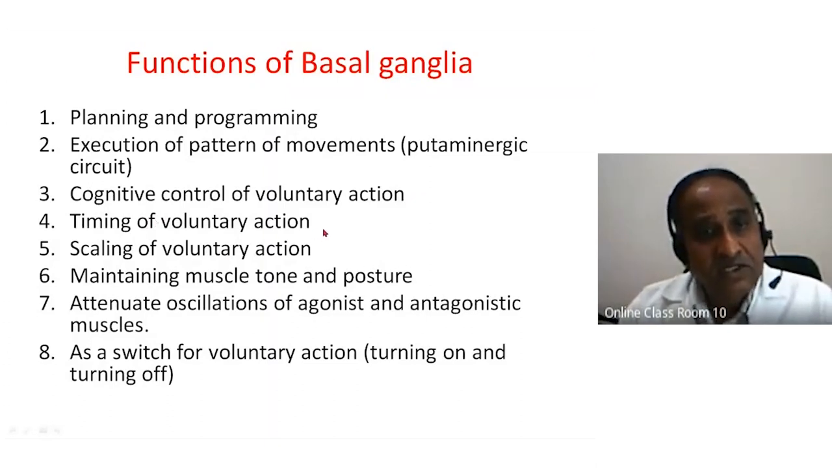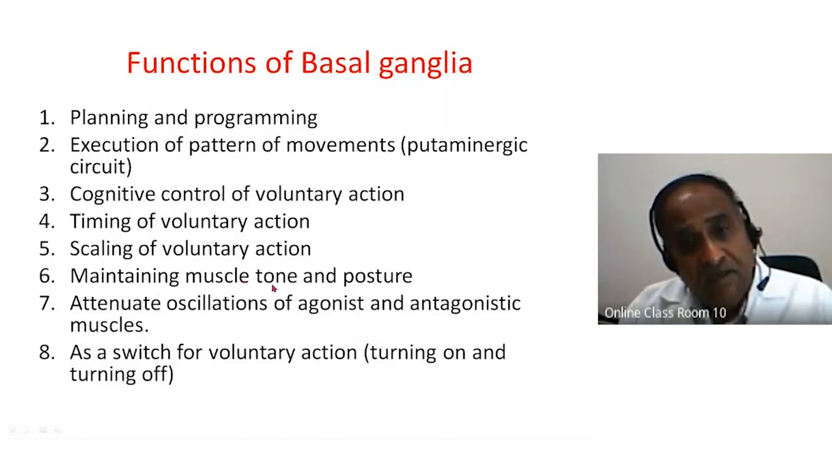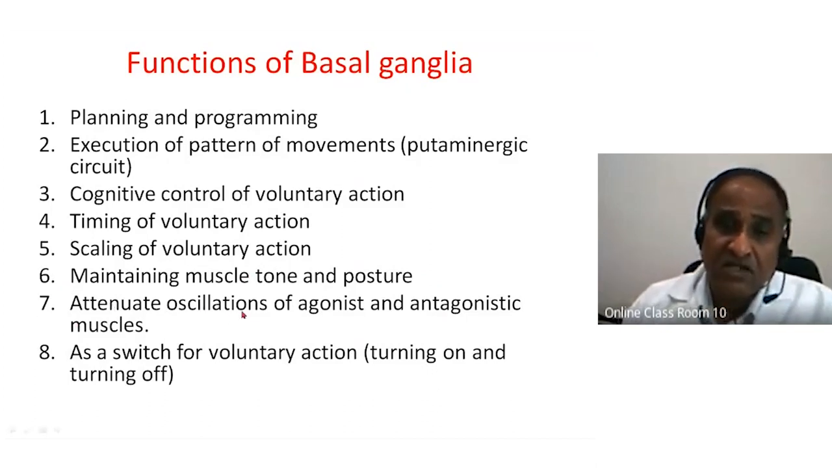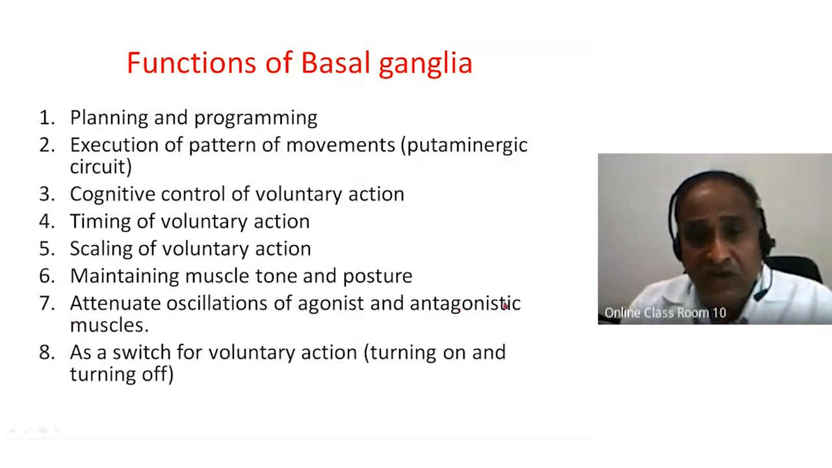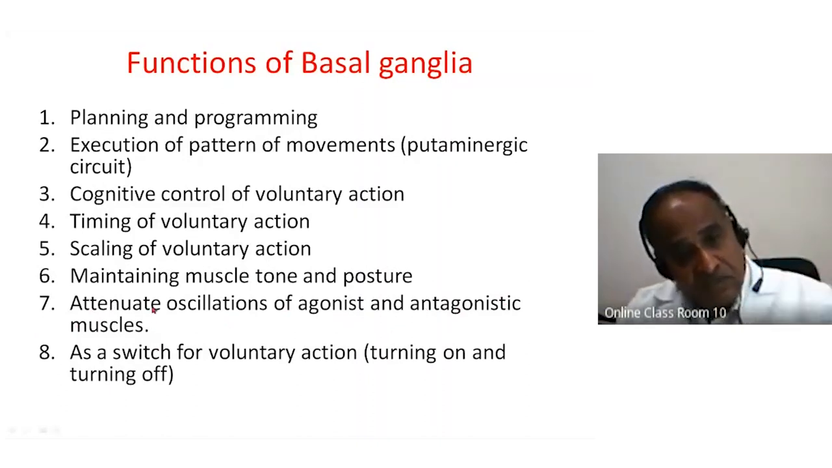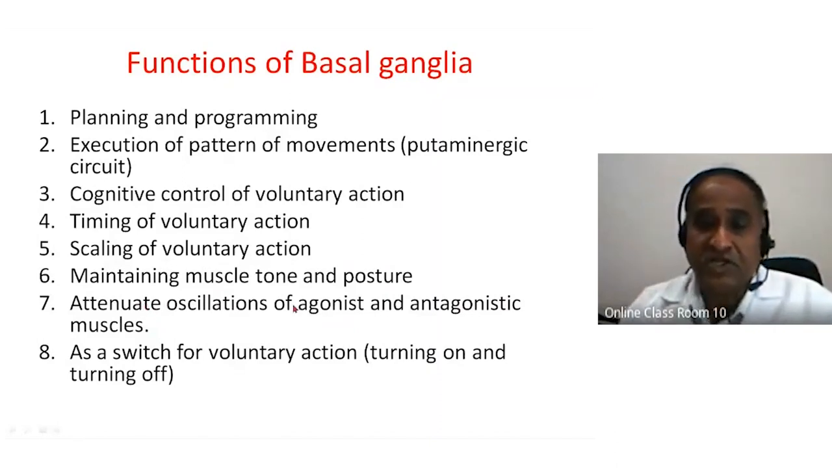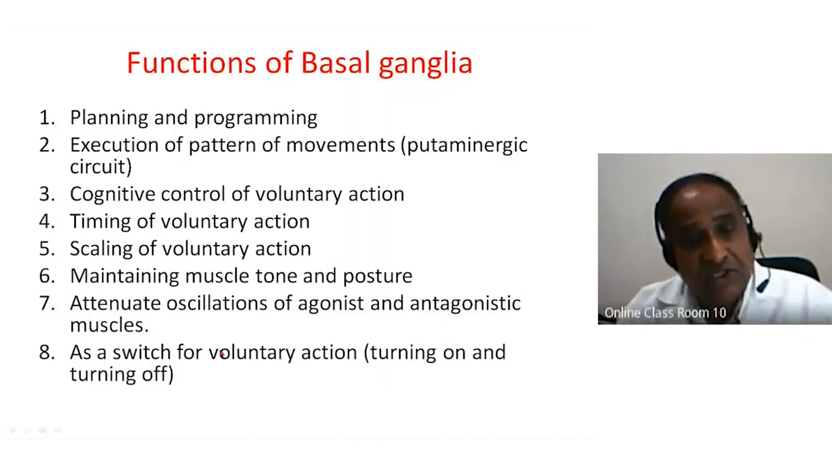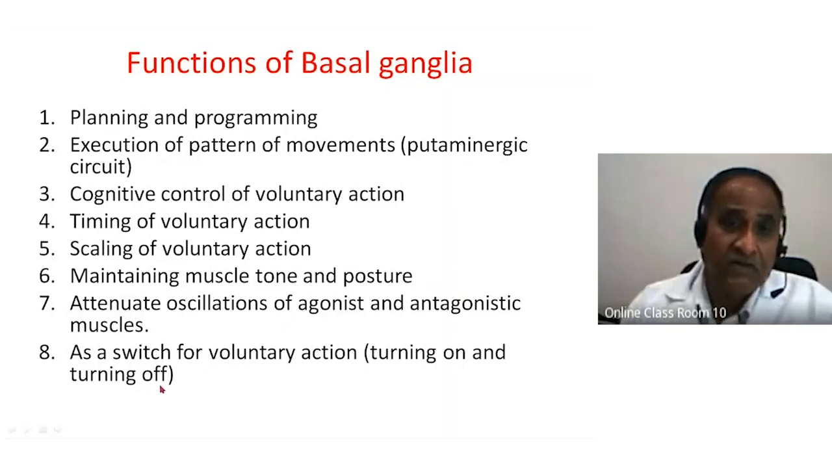Timing of the voluntary action, the scaling of the voluntary action, maintaining the tone and the posture required for a given voluntary action. Then it will dampen the oscillations of agonist and antagonist group of muscles, because we have the oscillations, and it will dampen or attenuate them. And it acts as a switch for the voluntary action. That means turning on or turning off the voluntary action.